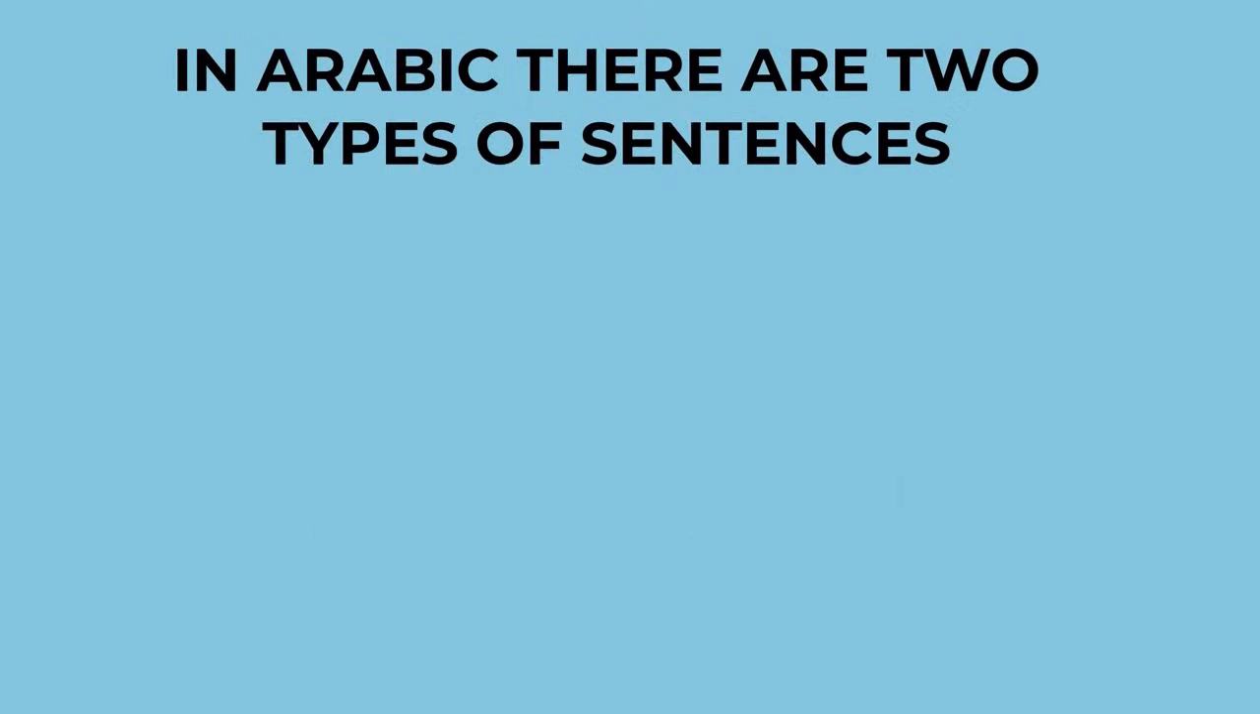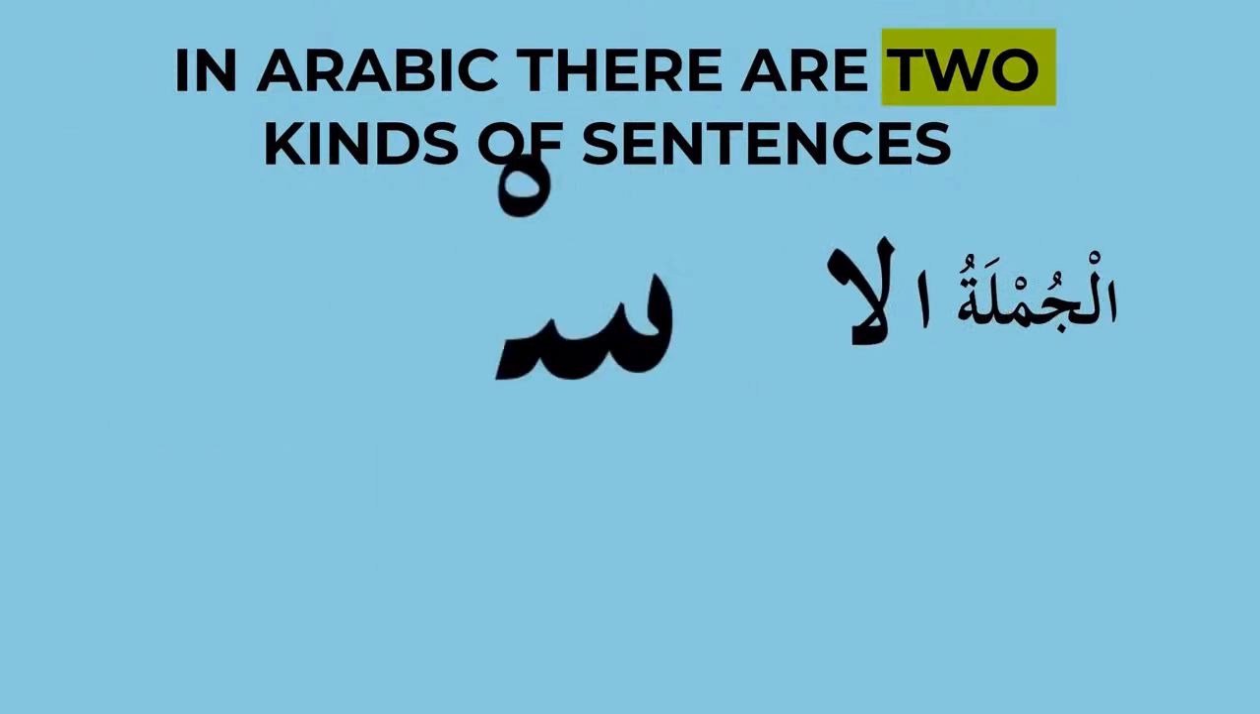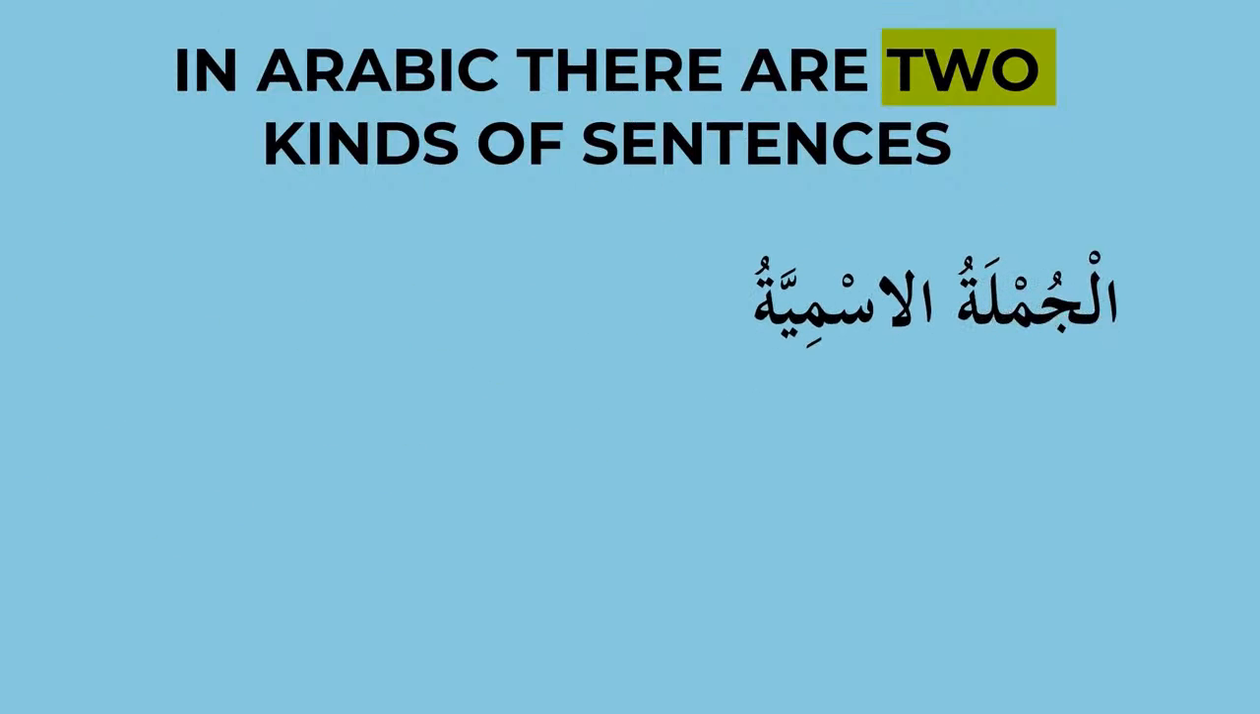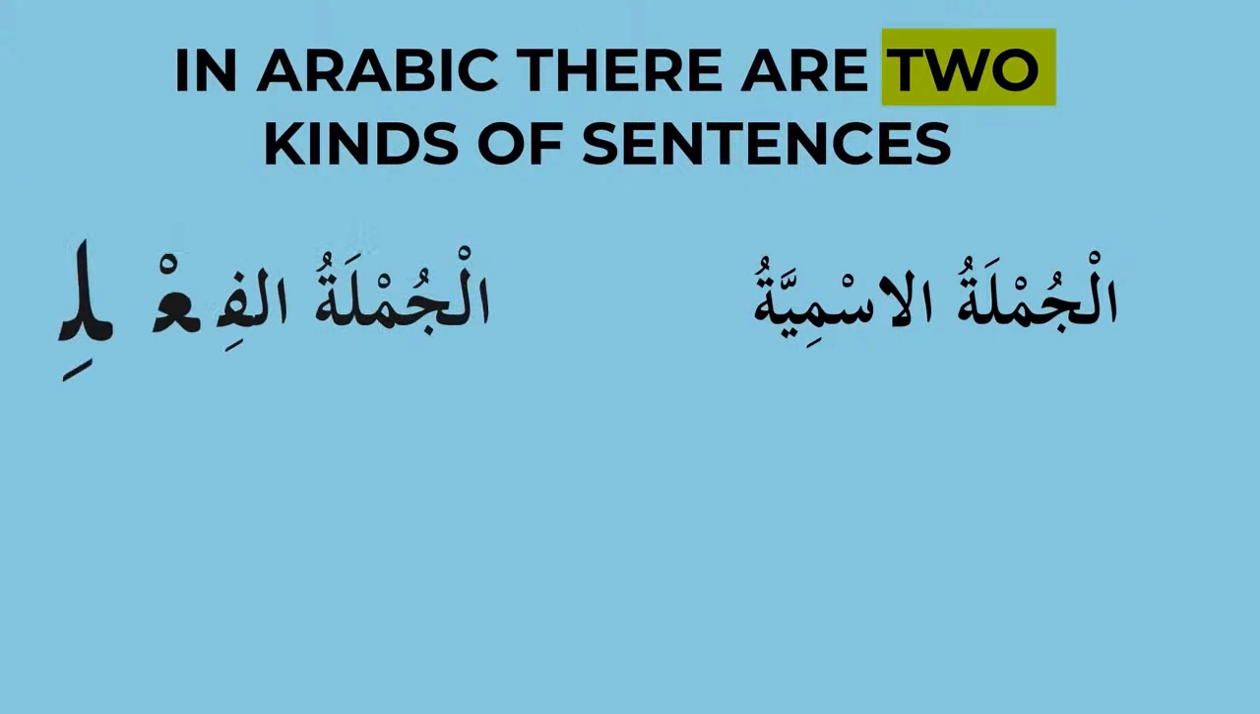Okay. Now, in Arabic language, there are two kinds of sentences. How many kinds? Two kinds. One is called al-jumlatul ismiyatu, and other is called al-jumlatul fi'liyatu. Fi'l. Remember, fi'l means verb. Are you with me, brothers and sisters? Fi'l means verb. Okay. So, it's very simple.